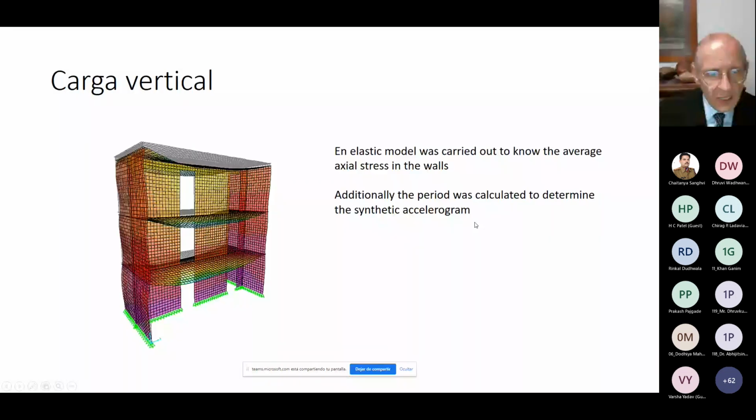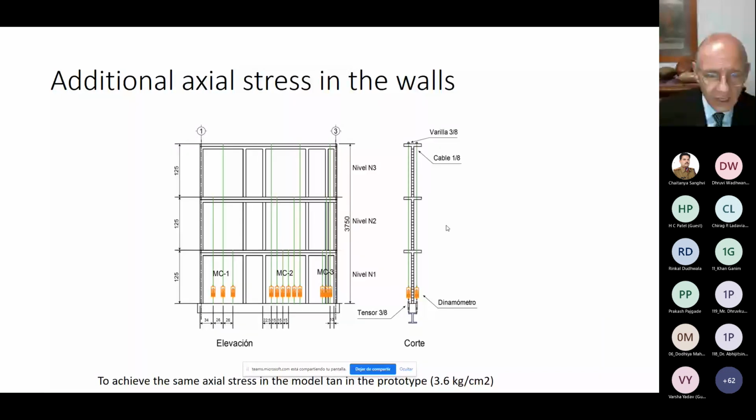We performed some elastic analysis of a model because we wanted to know with some precision what was the average vertical stress in the walls, because it contributes to the shear strength of the system, and because we needed to calculate the period of the structure so that we can determine the asymptotic accelerogram. I will show you that.